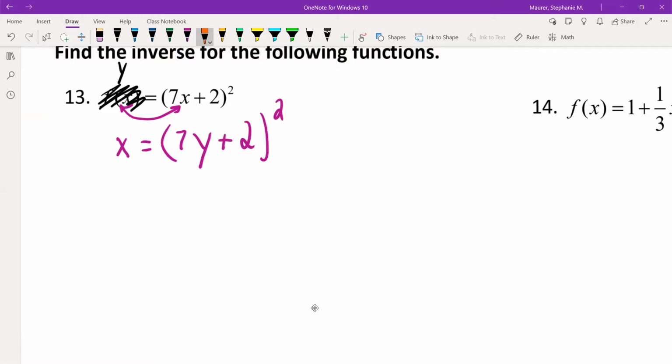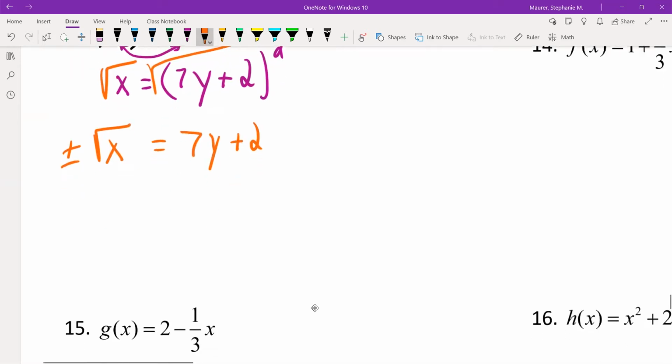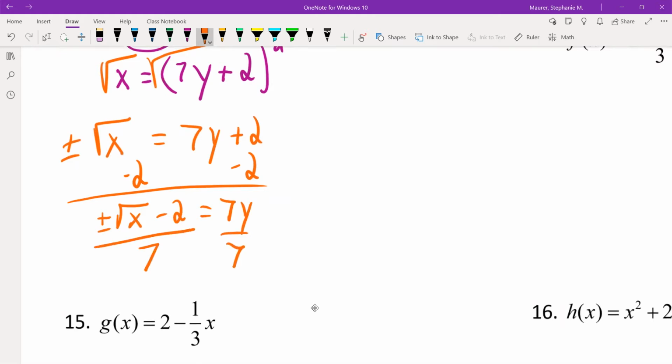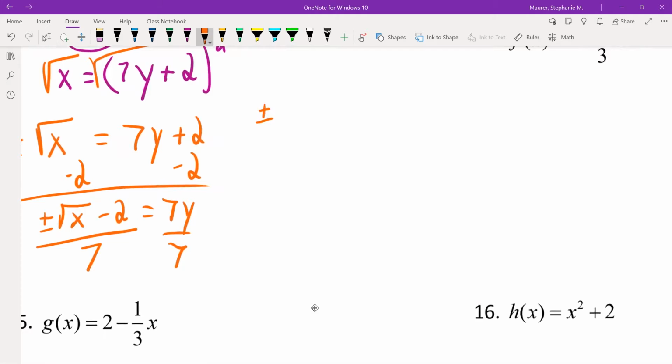So in a problem like 13, I'd actually want to get rid of the square because it's kind of grouping everything together right now. So to get rid of a square, I square root both sides. That gives me the square root of x equals, and then on this side, we're going to have a 7y plus 2. Again, still trying to get the y by itself, so doing a little subtraction gives me the square root of x minus 2 equals 7y. And then last but not least, dividing both sides by 7, that would give me the square root of x minus 2 over 7 equals y.